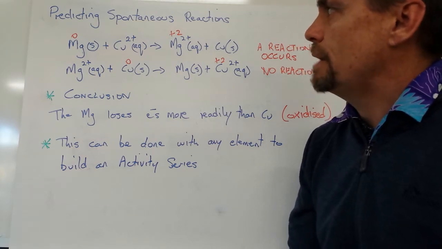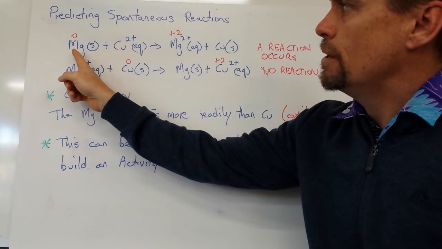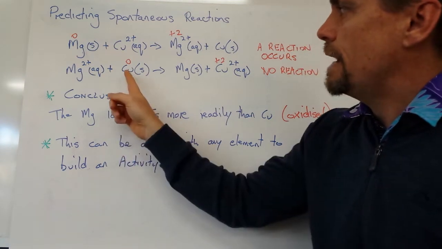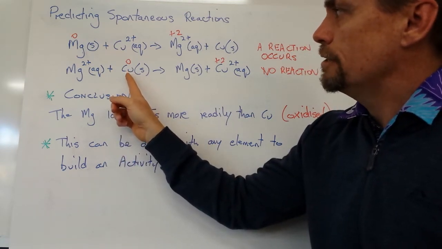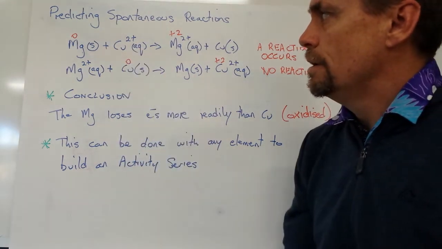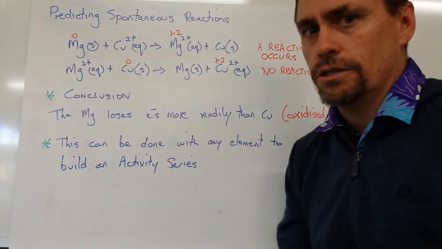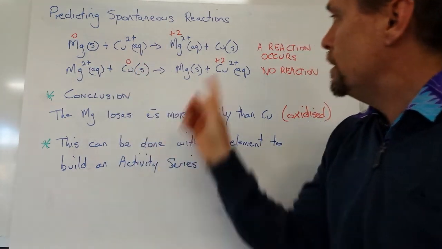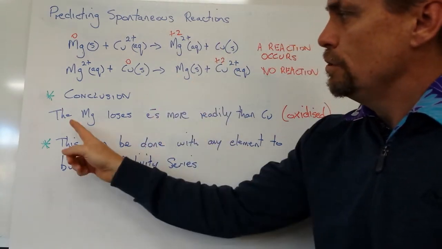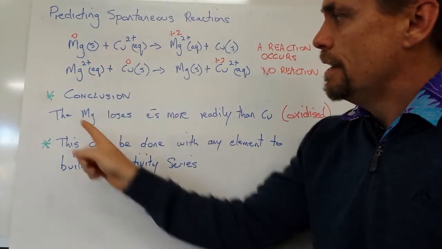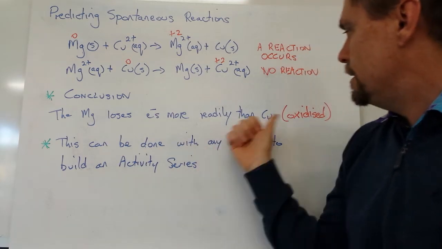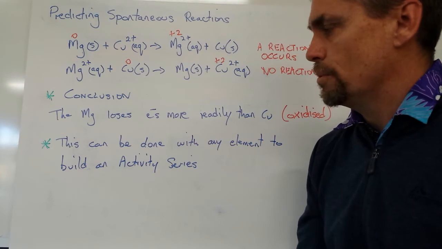So if we look at what's happening in the reaction, the magnesium is going from an oxidation state of 0 to +2, it's being oxidized. In the second reaction, our copper is going from an oxidation state of 0 to +2, so it's being oxidized. If we compare the two, we say that the magnesium is more easily oxidized than the copper is, because we observe a reaction in that first part and we don't in the second one. So we can conclude, because of our oxidation processes, that the magnesium loses electrons more readily than the copper does. In other words, the magnesium is more easily oxidized than the copper is.